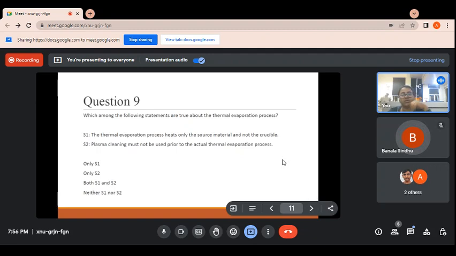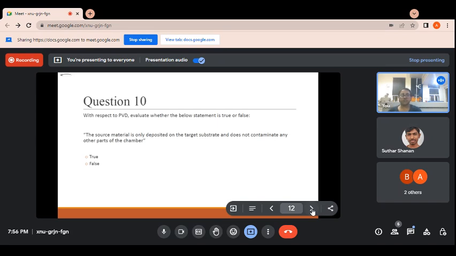So what happens in the thermal evaporation process? Thermal evaporation, basically we heat the crucible. By heating the crucible, it is similar to boiling water in a pot. By heating the crucible, the source material in the crucible will also get heated and it will get deposited on the substrate. Okay, so the first one is false, and the second is also false. The right answer is option B.